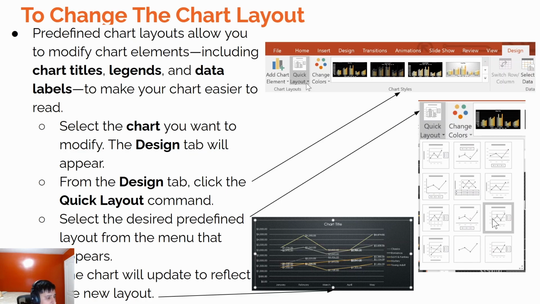But we could add preset templates to our graphs to change the way they appear, right? So how do we do this? Well, we select the chart we want to modify, and then we go to the Design tab. From the Design tab, we click on Quick Layout, and then we can select the desired predefined layout from the menu that appears, and the chart will update, right?